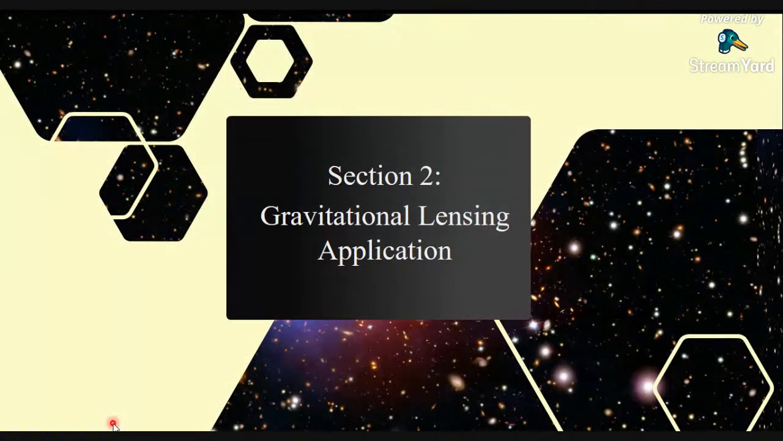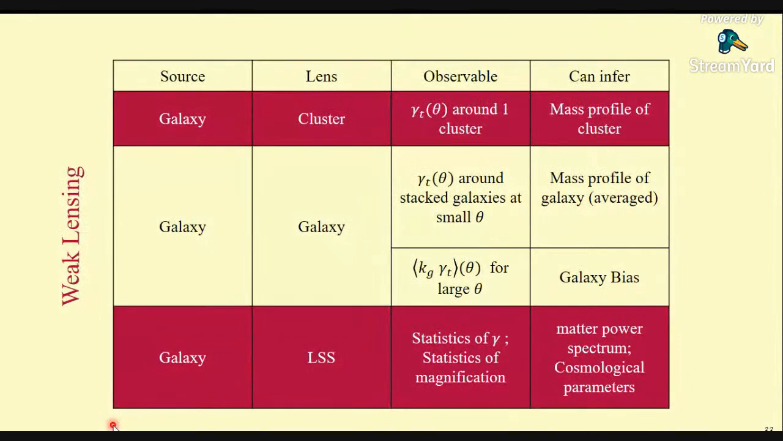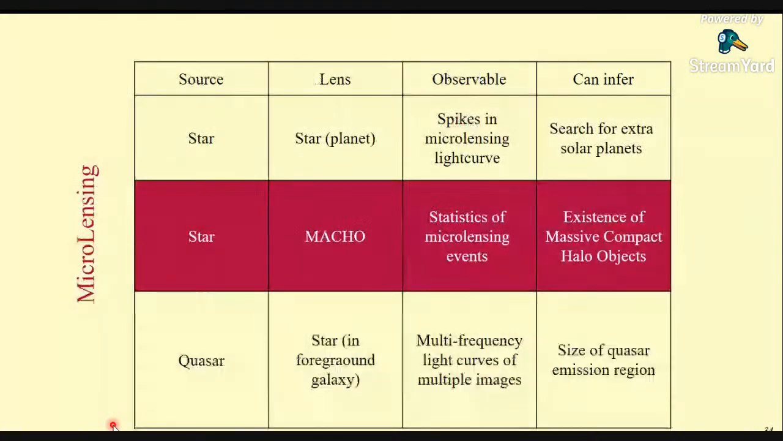So the second part of my talk is about gravitational lensing applications. As we said before, gravitational lensing has a lot of uses. These are some of its applications, and some of them that are more cosmological are shown in a darker color. I just show that in case you want to know, but I'm not talking about this. We have strong, weak, and micro lensing.